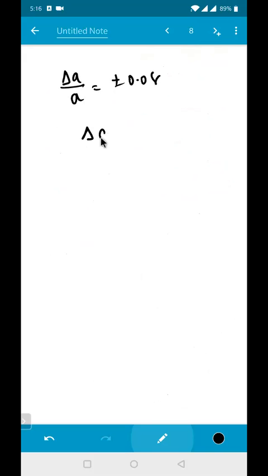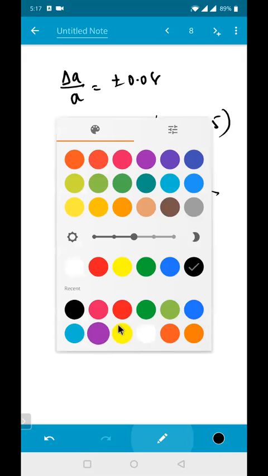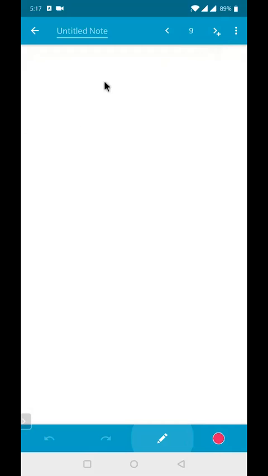That means delta A is plus or minus 0.08 into 2.5, which is approximately plus or minus 0.2. That means delta A I got as 0.2. So A is 2.5 plus or minus 0.2 meter per second squared will be the answer. I hope you got an idea to do such type of questions. Let us try to go for one more question.